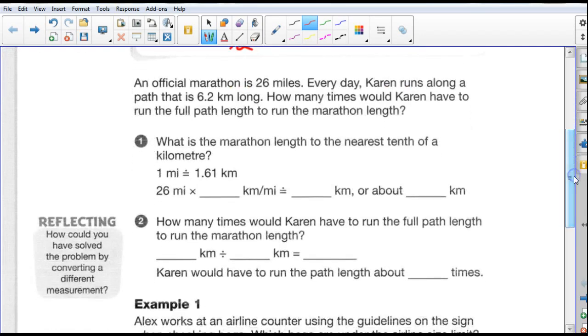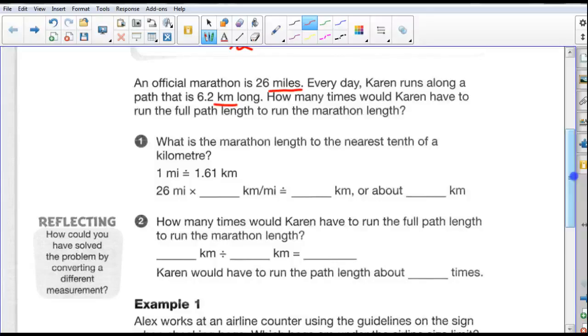Okay, an official marathon is 26 miles. Every day Karen runs along a path that is 6.2 kilometers long. Right away we're talking about the metric system here and the imperial system. How many times would Karen have to run the full path length to run the marathon length? So we know that the marathon is 26 miles, but she runs 6.2 kilometers every day. At some point we're going to have to convert kilometers to miles.